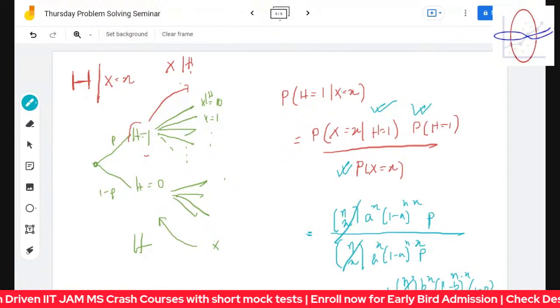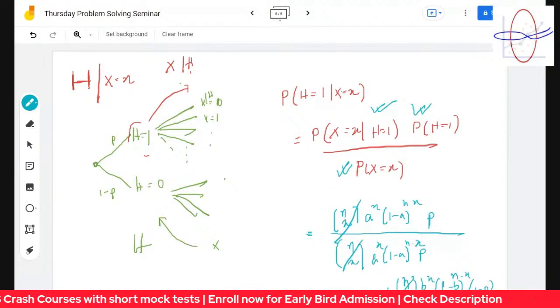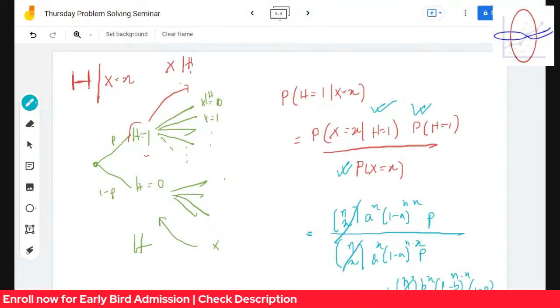All of you understood this idea? Any doubts? All of you understood this? Clear?